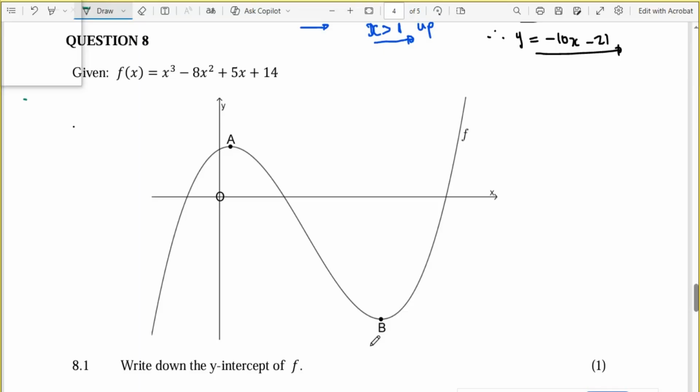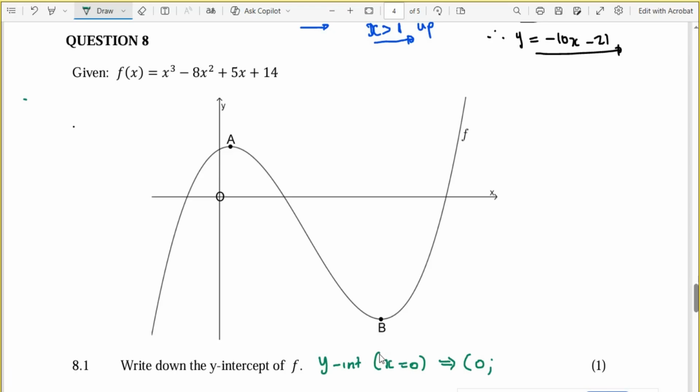Negative 14? Let me remind you something. Let me just put something down here. The y-intercept, we find it if x is 0. And you don't have to do any calculation. Tell me the y-intercept. Already we know that the x coordinate is 0. What is the y?